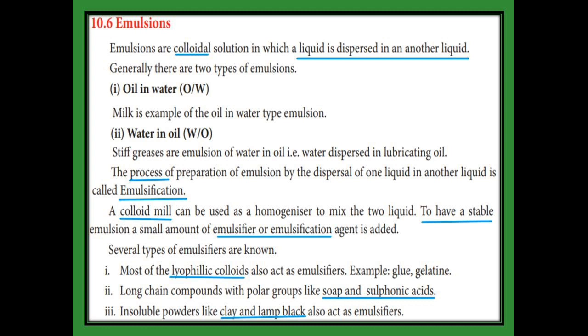Most of the lyophilic colloids act as emulsifiers, for example glue and gelatin. The next one is long chain compounds with a polar group. Polar means one end having positive and another end having negative. That is called the polar end, but with a long chain. For example, soap and sulfonic acid. These also act as emulsifying agents. The next one is insoluble powder. Clay and lampblack also act as emulsifiers. They stabilize the emulsion.